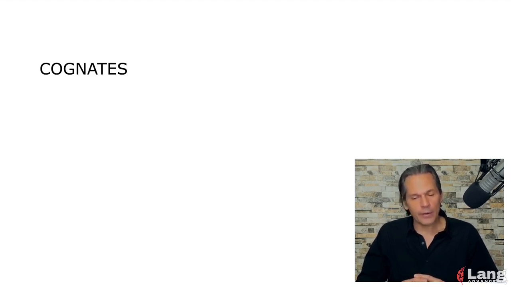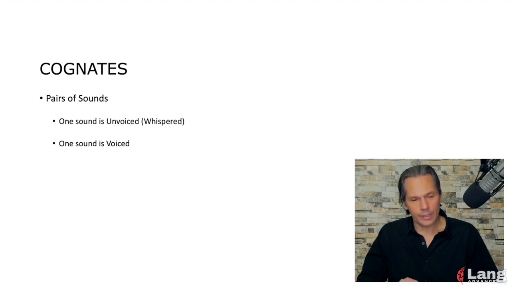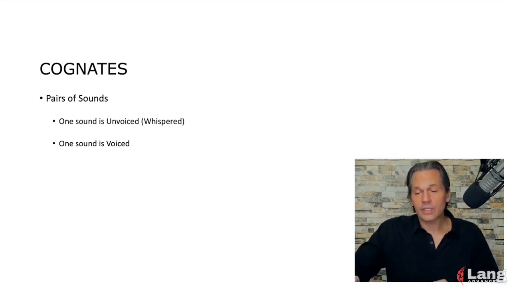We're going to look now at pairs of unvoiced and voiced sounds, cognates. Cognates are pairs of sounds that are made the exact same way with the mouth. Essentially, they are the same sound, but one of them is whispered and the other is voiced. Now, we won't spend a lot of time here getting overly detailed in how to pronounce each of these sounds, since this is not a pronunciation course, but notice the similarity in quality between the unvoiced and the voiced sounds in each cognate pair.